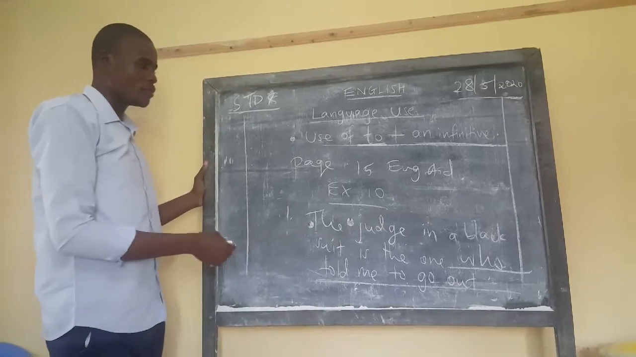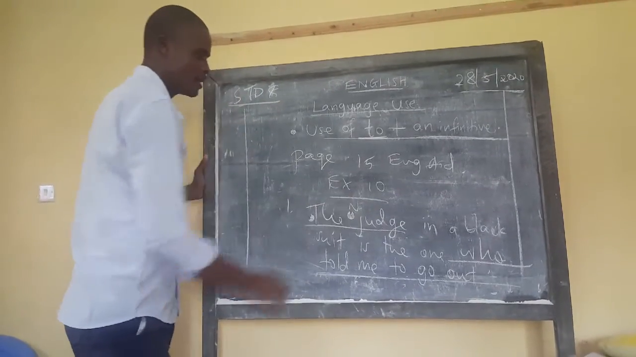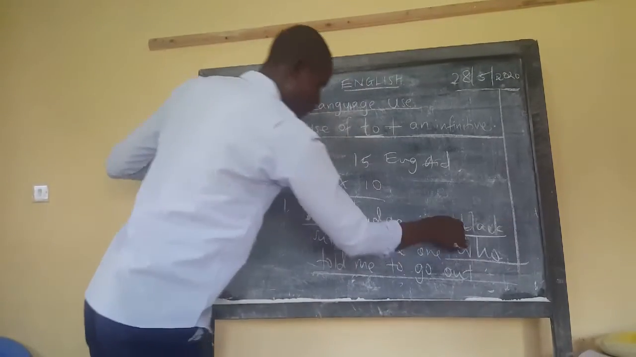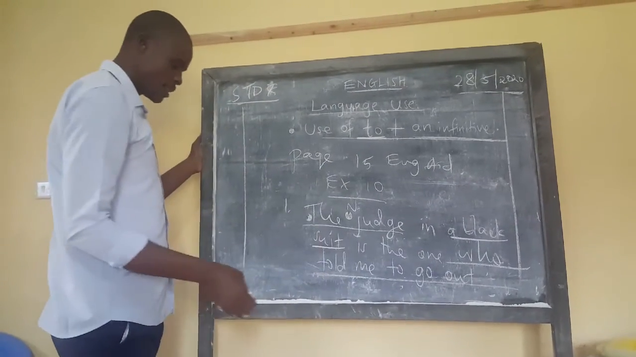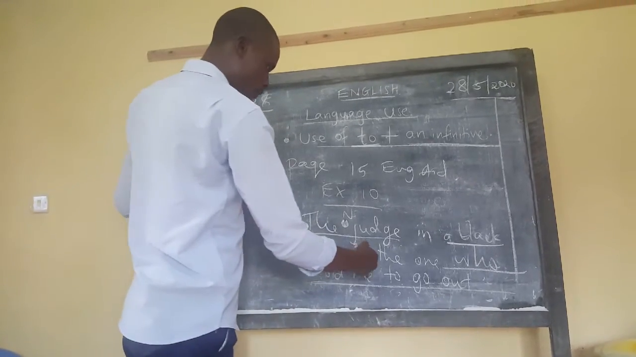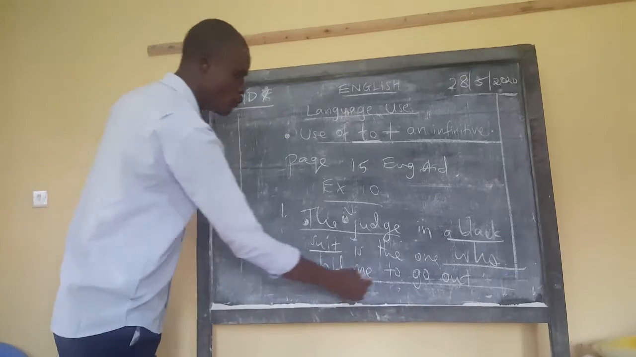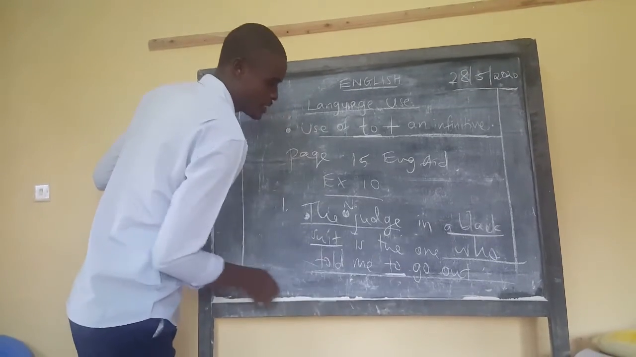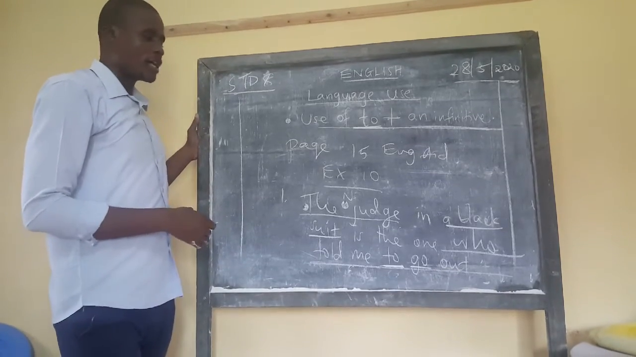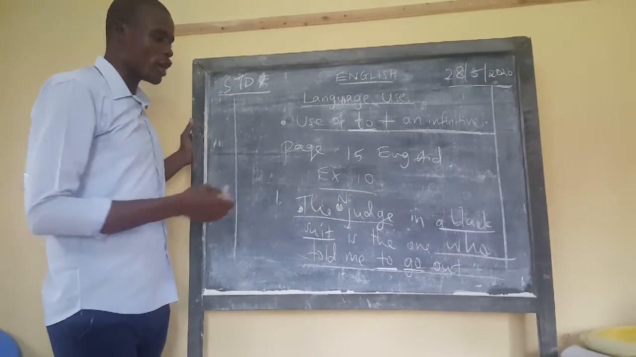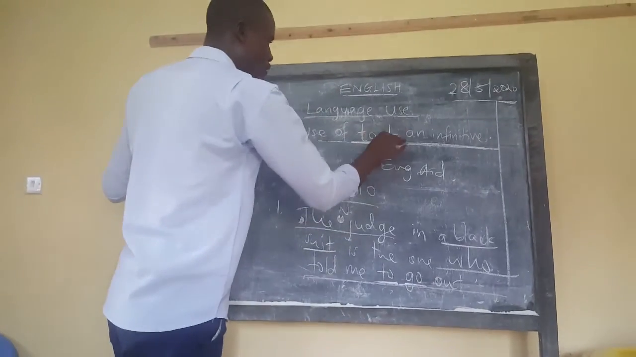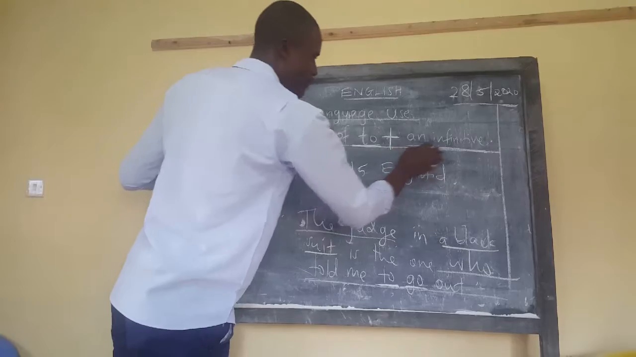So it is correct like that because we have our noun here. We have in a black suit. So the words a black suit there are our nominal group, and then we continue: is the one who told me to. To is there, and then we have a present simple tense, to go out. You can't say to went out or to gone out. We say to go out. You must take note of that. After to, you must have an infinitive.